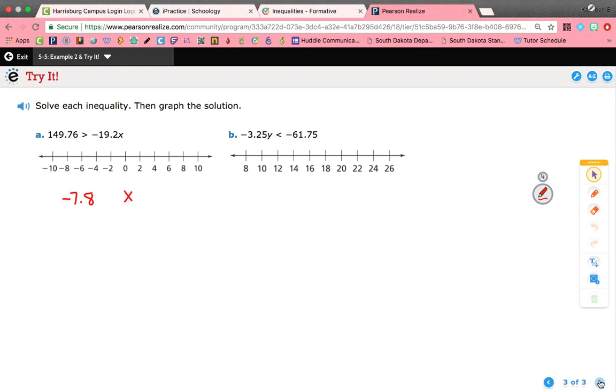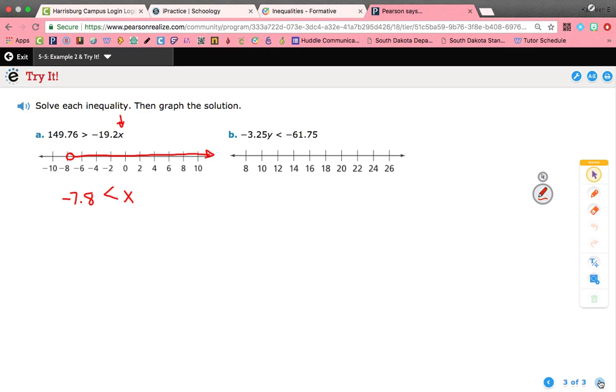So I have x over here. X is on this side. I didn't move the x, I just moved the number. So it goes on this side. And it used to be less than, but I divided by a negative, so it flips around. So now it reads x is greater than -7.8. So -7.8 is about here. It does not include -7.8, and all the numbers greater than it are that way.